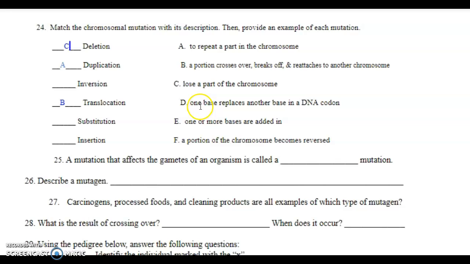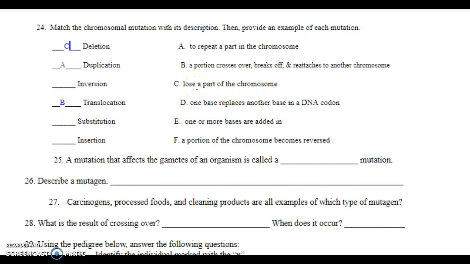D says one base replaces another base in a DNA codon. Okay, this is a type of point mutation. It happens at that one point. Takes out one base and puts in another, and maybe A was supposed to bond with T, but instead it got messed up and bonded with a C. That would be a substitution. And when we looked at them yesterday on the handout, sometimes substitutions don't even change the protein. So a substitution can be something that doesn't cause a real problem.